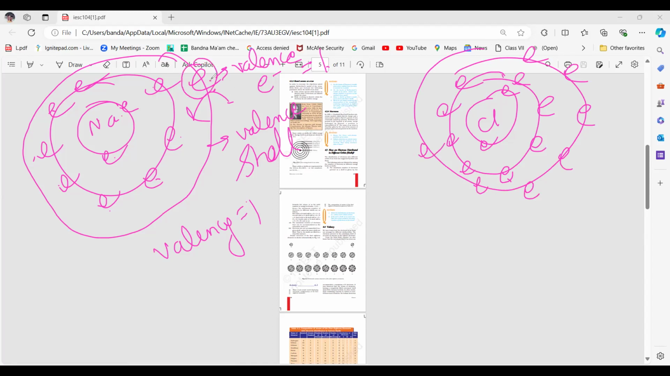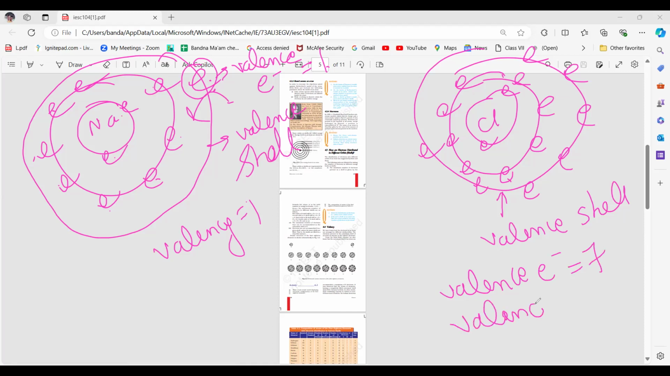Now, if the sodium donates, this is your valence shell here, right? Valence electrons are how much? And valency is how much? What is valency? How many electrons they donate or accept. So here the sodium will donate one electron, so valency will become 1. And when it loses one electron, it becomes octet in nature, with 8 electrons in the outermost orbit.